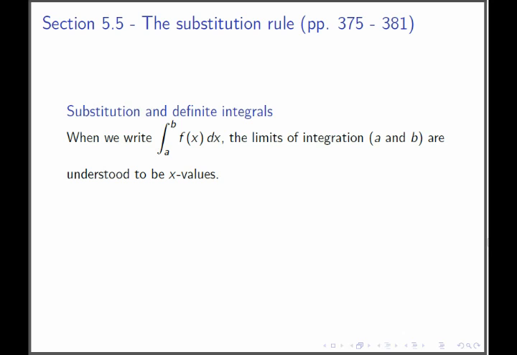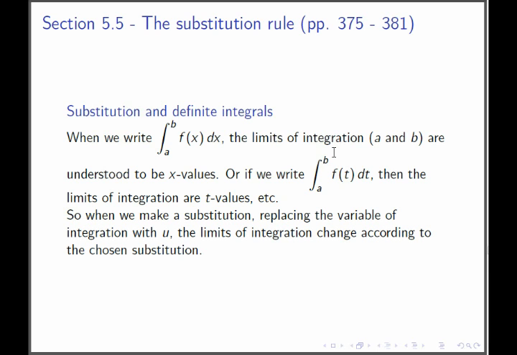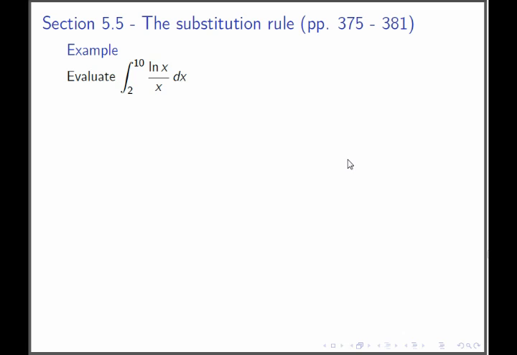Now there's an added subtlety when we're trying to compute definite integrals using the method of substitution. You see, when we write a definite integral of f of x dx from a to b, then a and b are understood to be values of x. Or if it was some function of t, then a and b would be understood to be values of t. So when we make a substitution, replacing the variable of integration with u, the limits of integration need to change according to that substitution. Okay, let's try this definite integral.